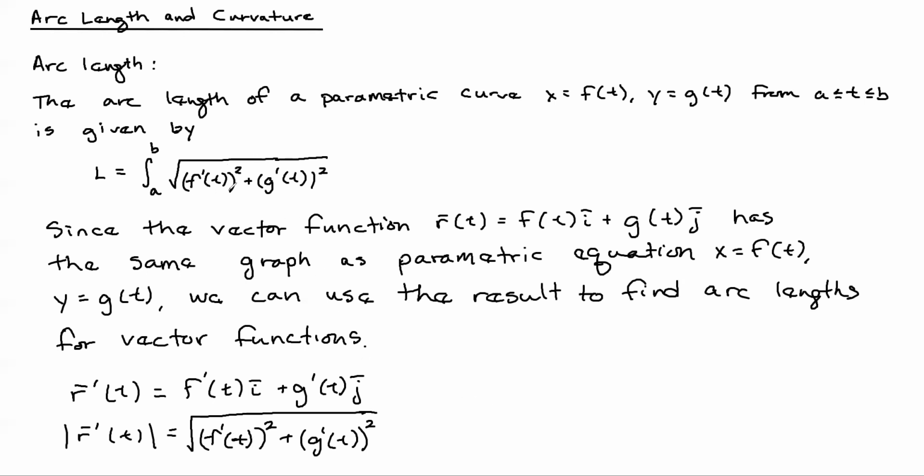So we can take the parametric form here and rewrite it into a vector version, where we'd have the integral from a to b of the length of r prime of t dt. Okay, and these are equivalent. So you can use the parametric form by translating the vector function into its parametric equivalent, or you could just use the vector form without having to do that translation.